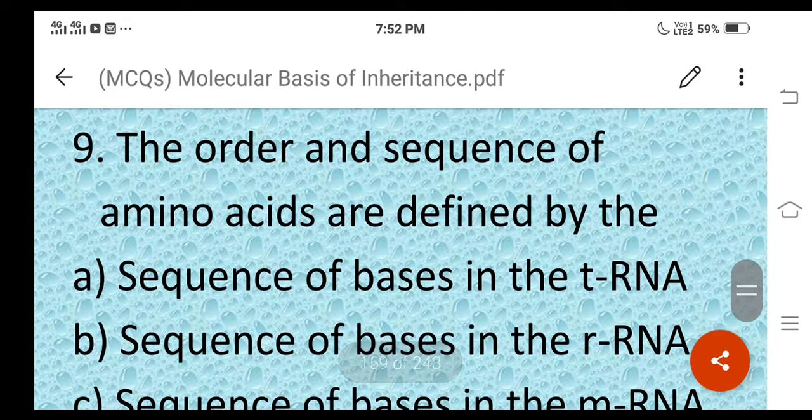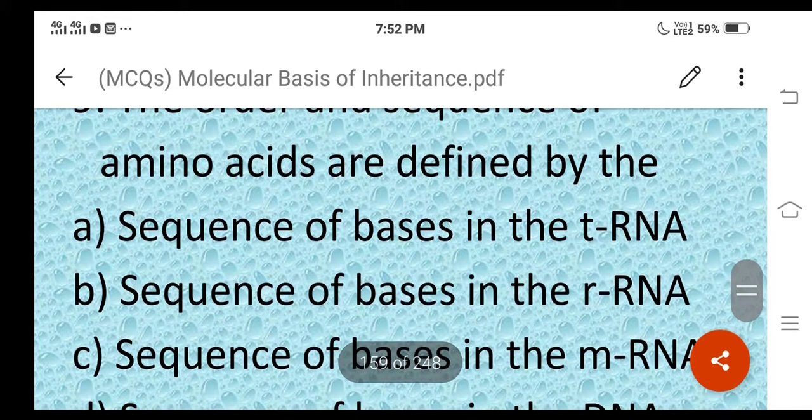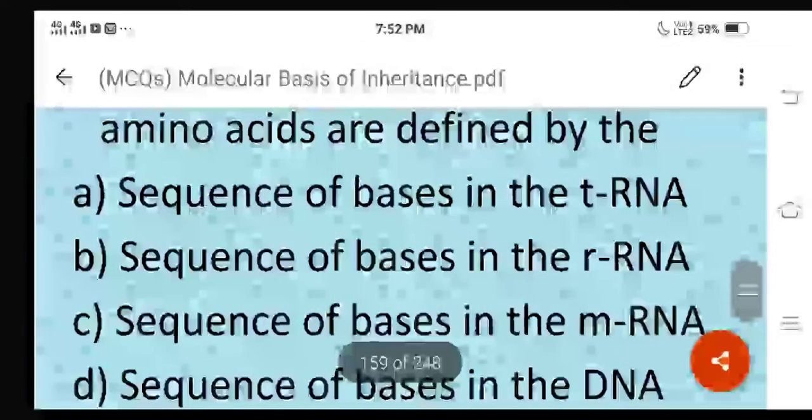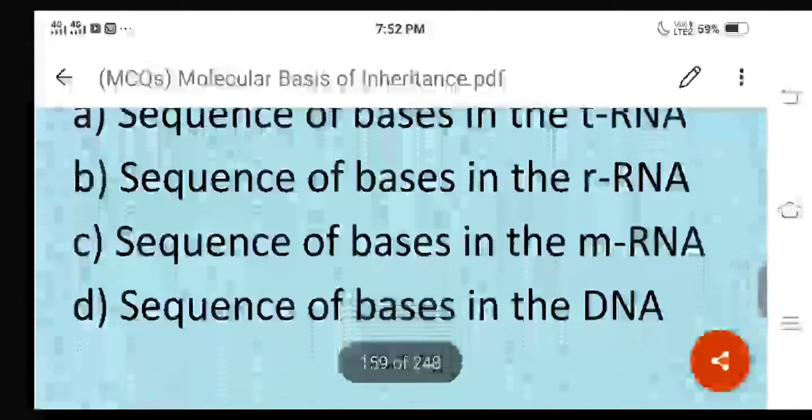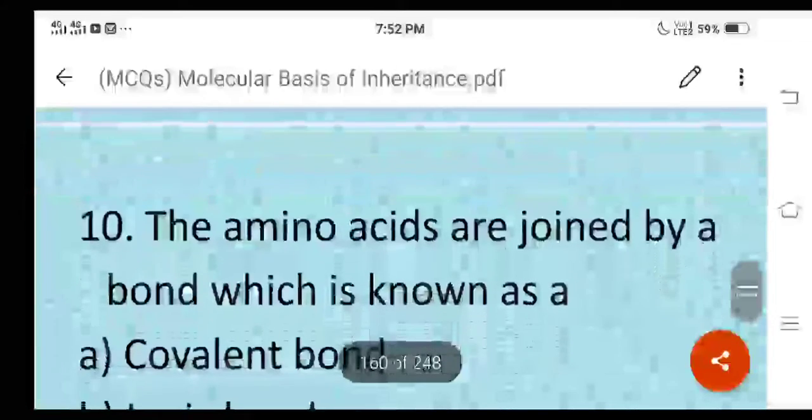The order and the sequence of amino acids after the completion of protein synthesis depends on the sequence of bases which are present in the mRNA molecule, because mRNA is directly involved in the protein synthesis, right? So option C is the correct answer. For question number 9, option C is the correct answer. Then let us move on to the next question.